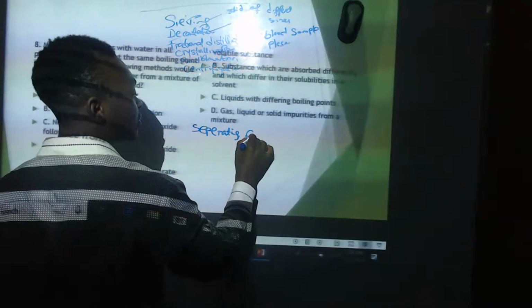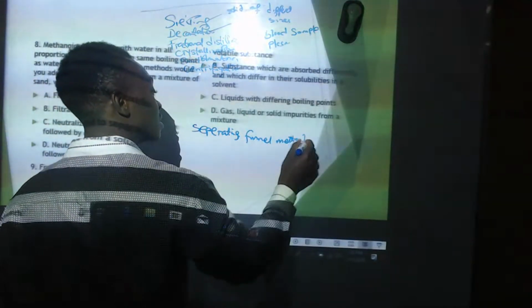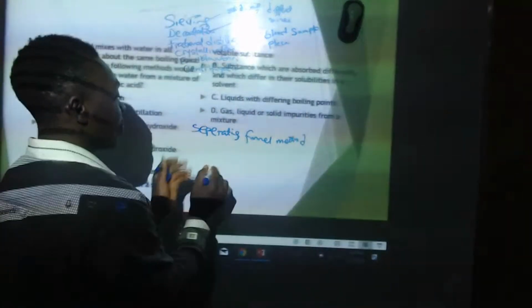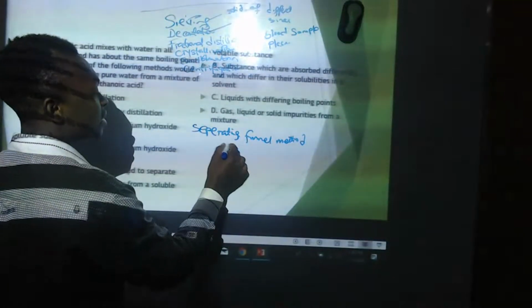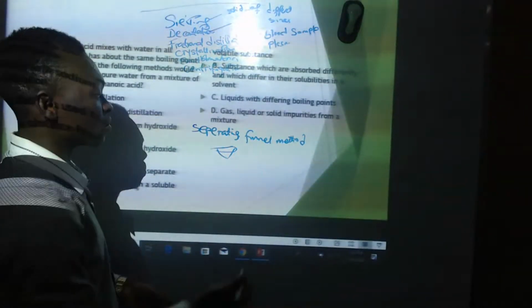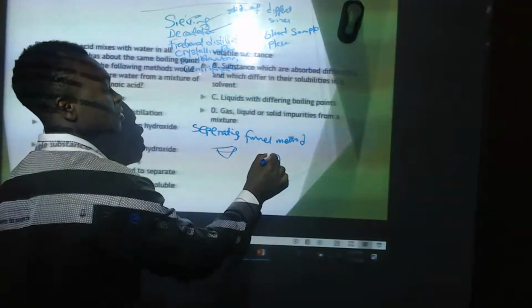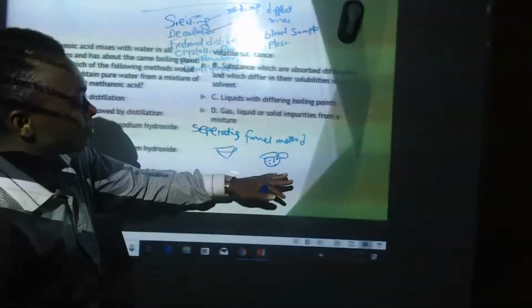Then there is the filtration method, separating by filtration. This one is quite easy. Just use your filter paper, something like this, and then you put something like this. It's used to separate solid particles from a solution. An example is when you put chalk particles inside water, and this is your cup, and there are chalk particles inside the water. So you have to separate that particle from there.